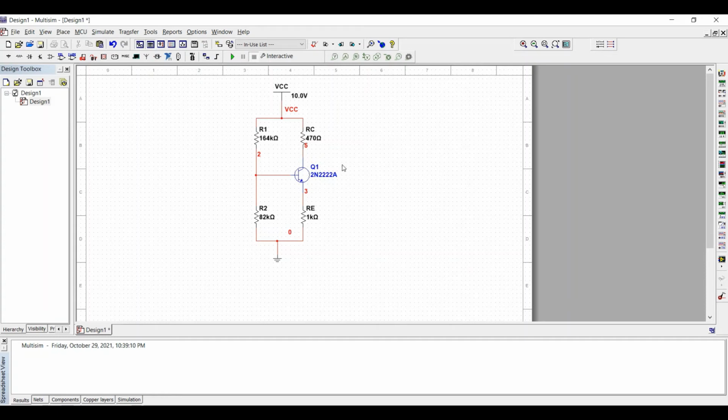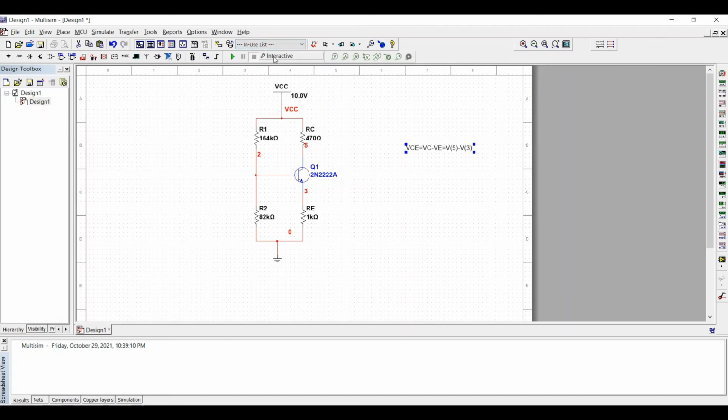You have to find out the value of VCE. Let me write it in the text box. VCE is nothing but VC minus VE. So over here VC is the voltage at collector, which is the voltage at node 5, minus VE, which is the voltage at emitter, which over here is the voltage at node 3. So to find out VCE, it should be V5 minus V3.